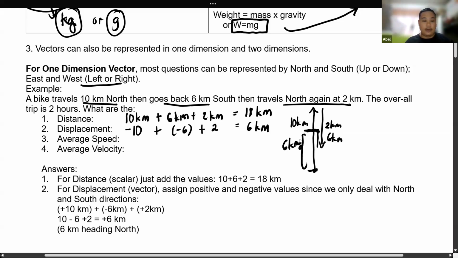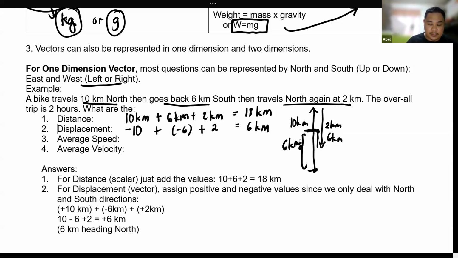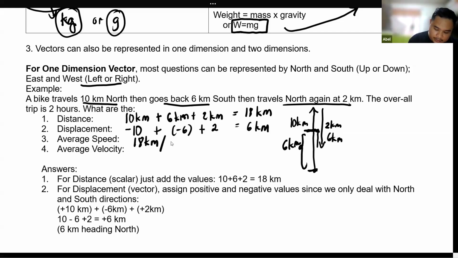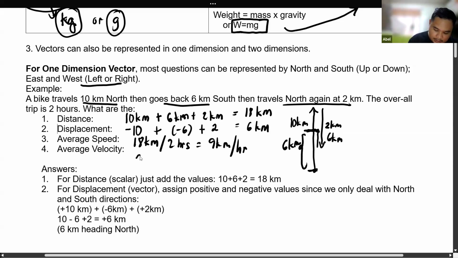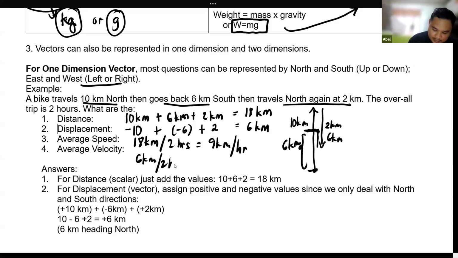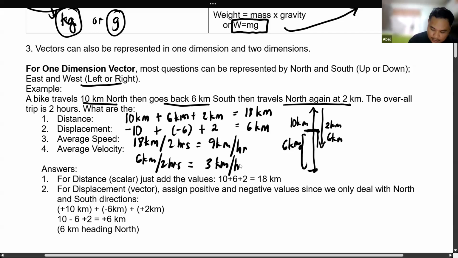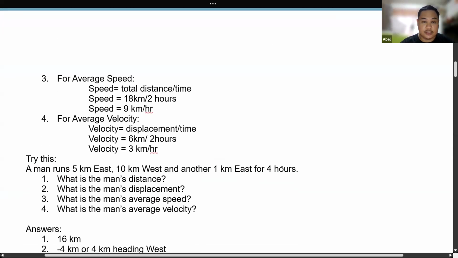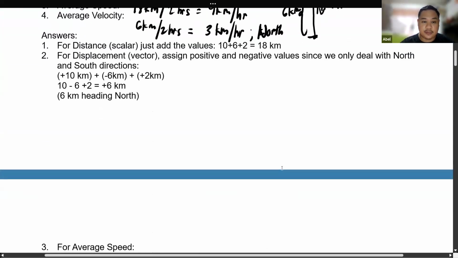Now, how about the average speed? For the average speed, if it is overall 2 hours, that is distance over the total time, and that would be 9 kilometers per hour. However, for the average velocity, that is 6 kilometers divided by 2 hours, and that would be 3 kilometers per hour. But this time, it is heading towards the north. So this is the difference.